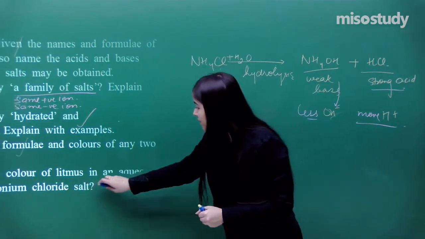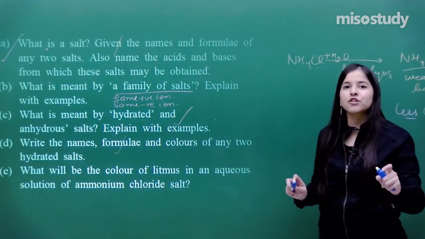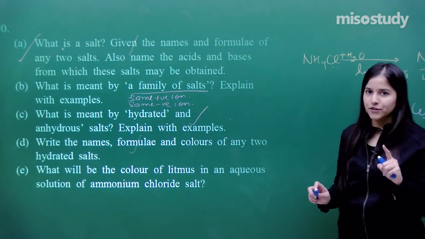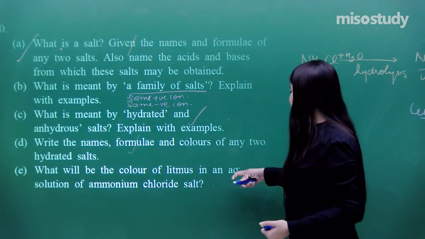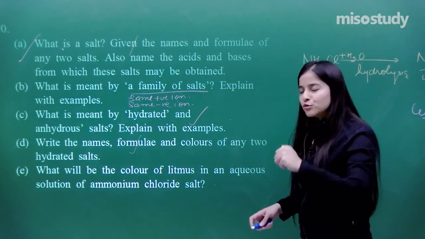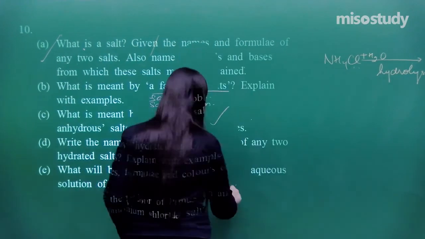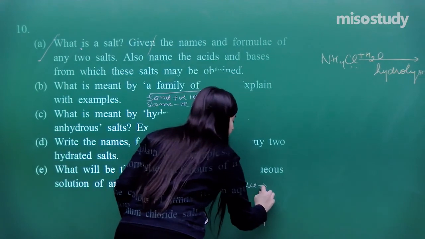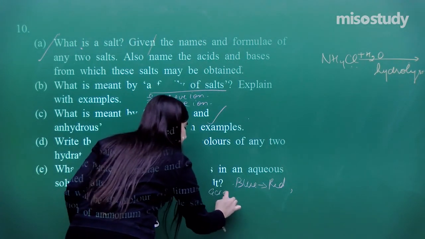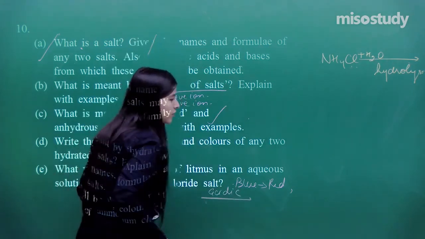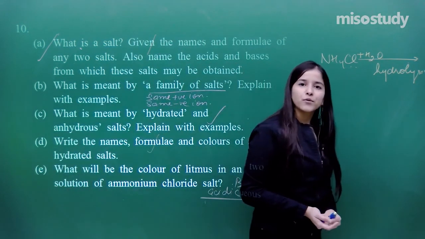Fine. So what will be the color of the litmus? Since the solution is going to be acidic in nature, more of acidic, yes, so it will be turning this litmus from blue to red, okay. So it becomes from blue to red because the solution is going to be acidic in nature. Got it? So that completes my question number 10 as well.